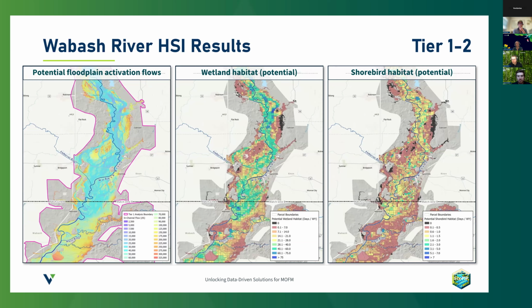So I'm going to go ahead and jump to some of the tier 1 and 2 output. On the far left of this slide, we're going to show the range of flows that are required to activate the floodplain under tier 1. This is termed potential activation, as it's looking through the levees or other topographic barriers to quantify that inundation regime of the historic floodplain. And then we layer on the habitat suitability for general wetland category, as well as shorebird habitat on the next couple of images to the right. Again, these are expressed in annual average acre days of inundation. As you move towards the green and blue colors, this indicates a higher score for that HSI metric.